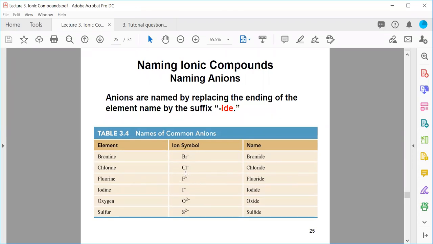Fluorine neutral, fluoride when it's charged, iodine, iodide, oxygen, oxide. Remember this one, this will come up quite often. Then we have sulfur and sulfide. All right, so this is also a very useful slide to refer to.